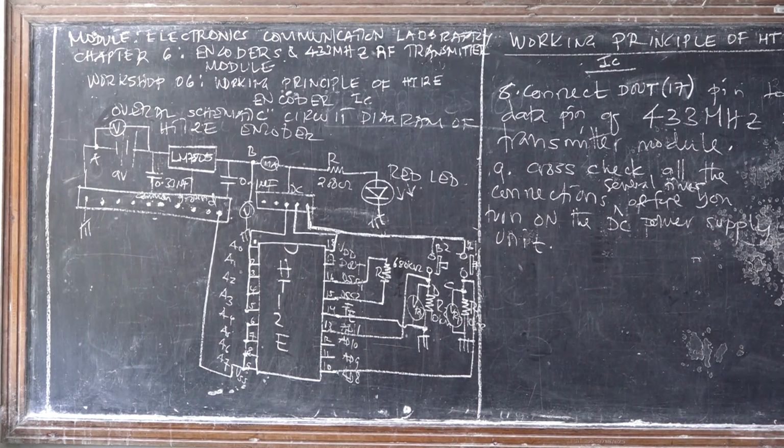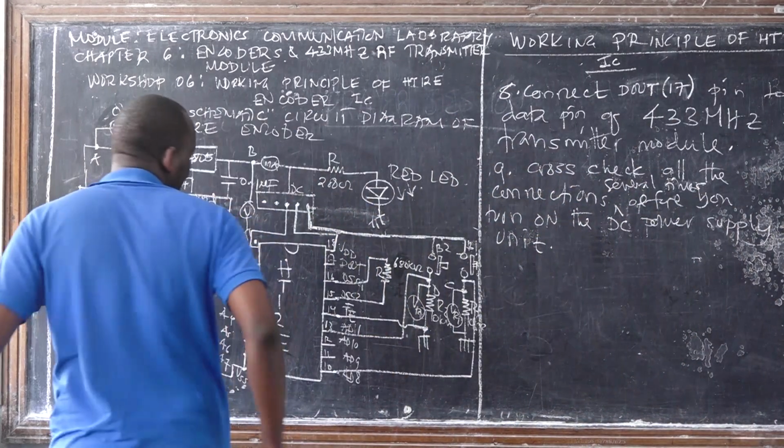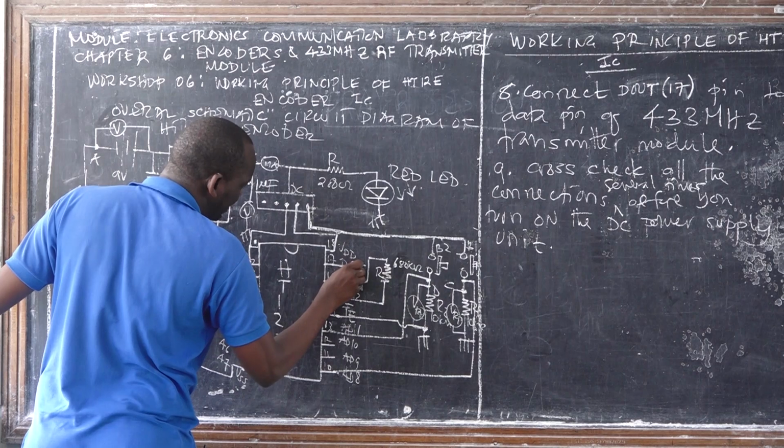Connect the D out to the data pin of the 433 megahertz RF transmitter. So this is pin number 17.